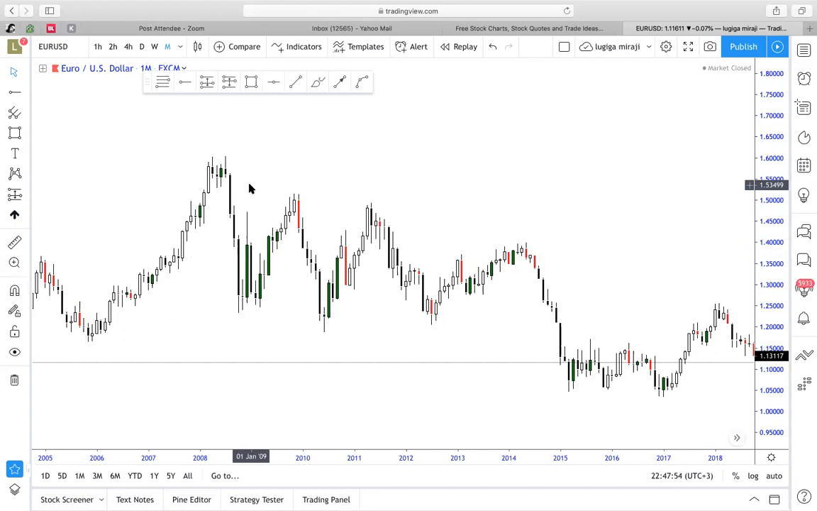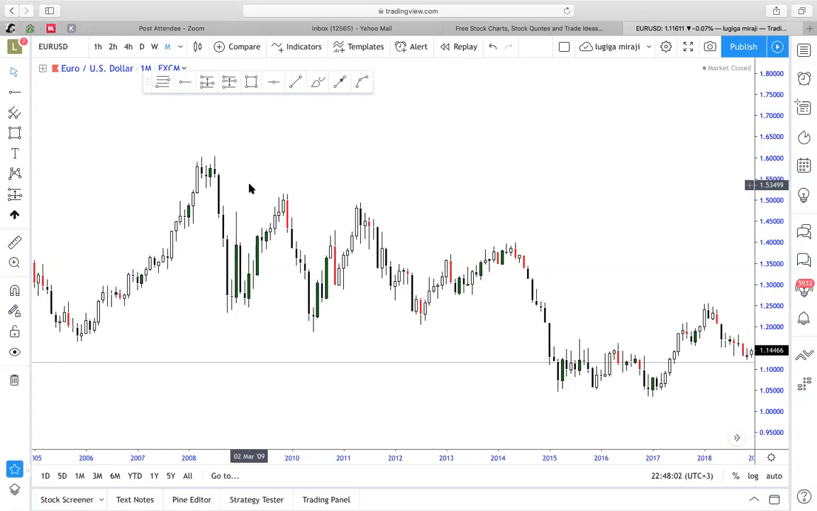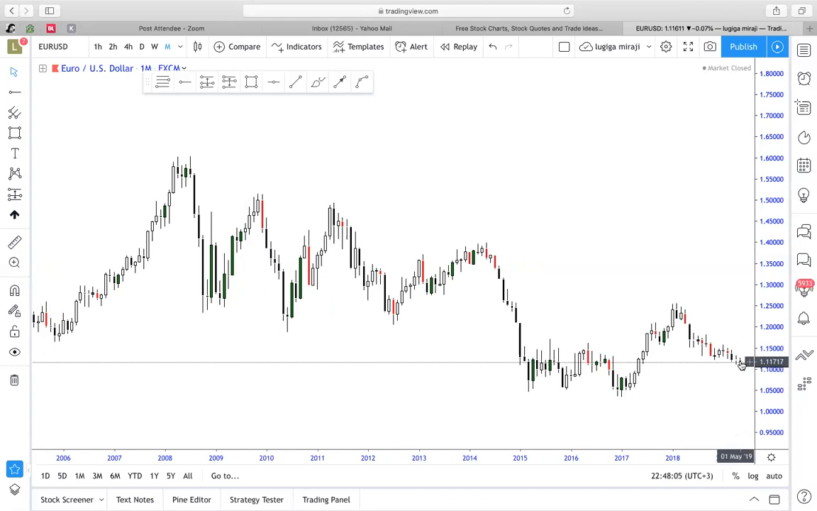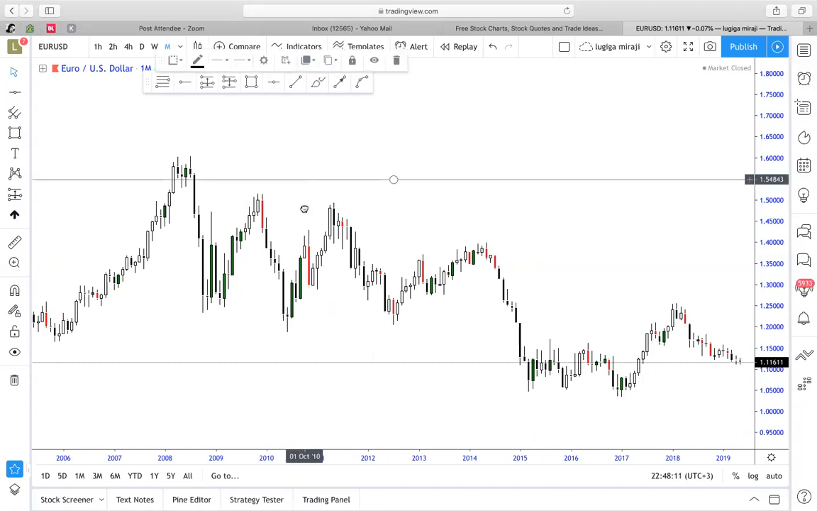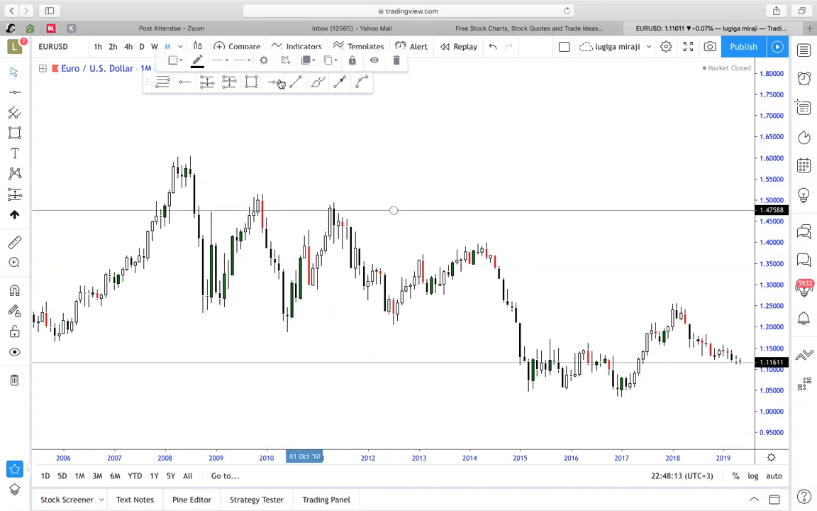A distal line is a line that is far from the current price. How do we know what is close and what is far from the current price? This is the current price that the market closed on Friday. So once I draw this line here, this is close and this is not close. Hope you guys have understood me.